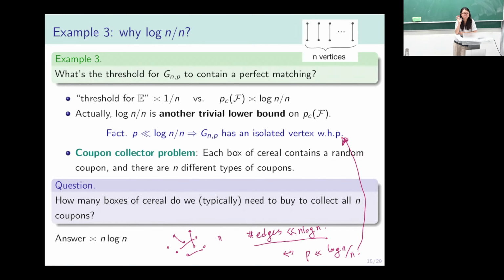Anyway, so are there any questions so far? What about nearly perfect match? Sorry? What about nearly perfect match? Nearly perfect match. That's a very good question. Let's talk about that at the end. Okay, that's a very good question.